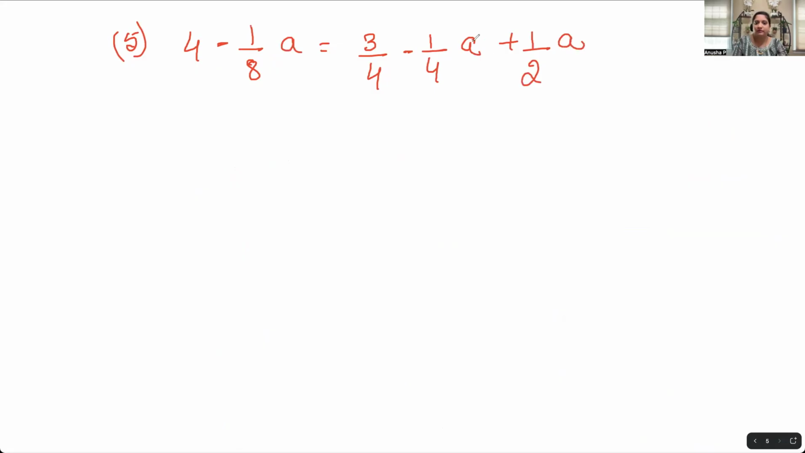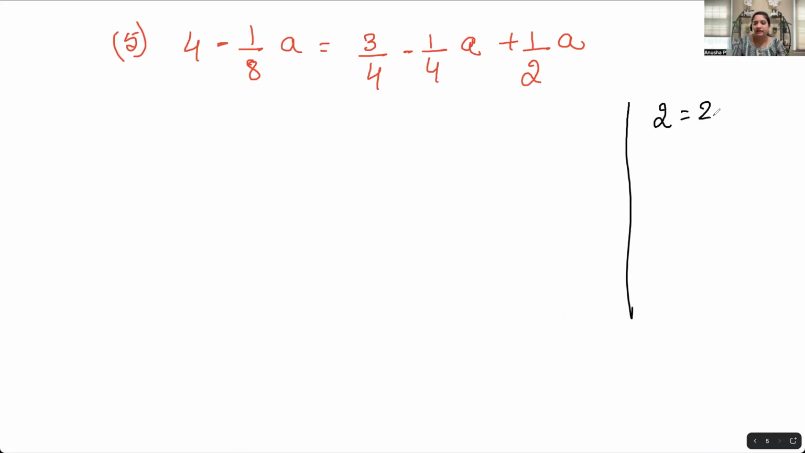I'll do one more example. 4 minus 1 by 8a equal to 3 by 4 minus 1 by 4a plus 1 by 2a. What are the denominators here? We have 2, 4 and 8, right?